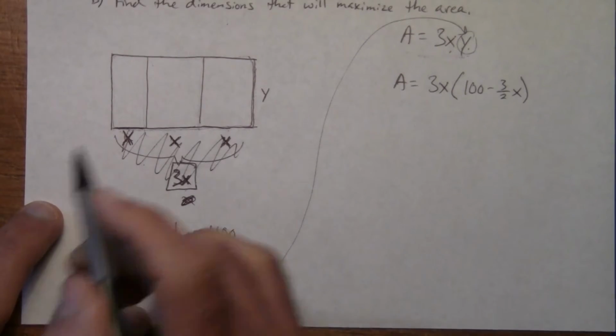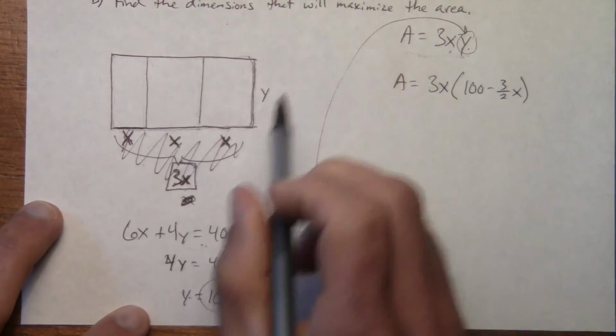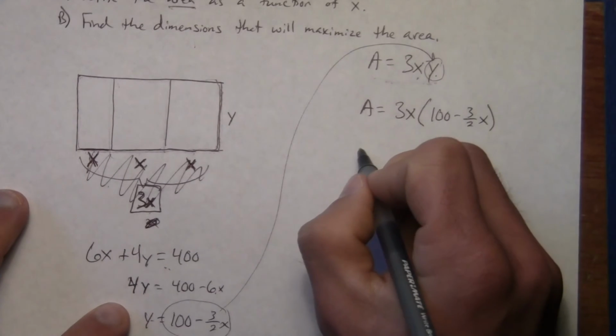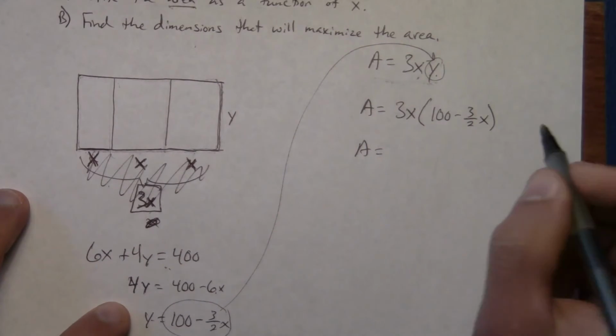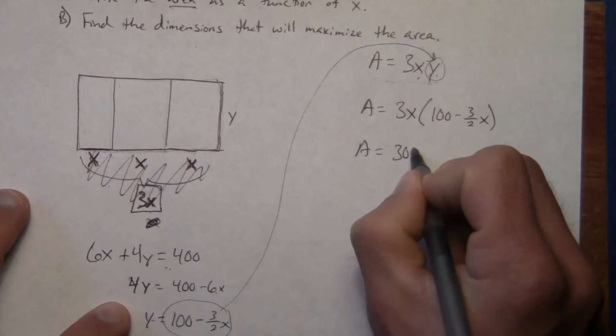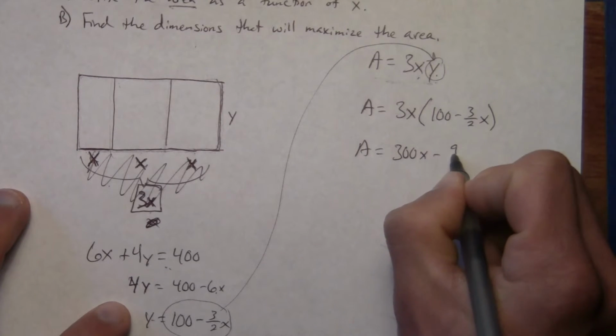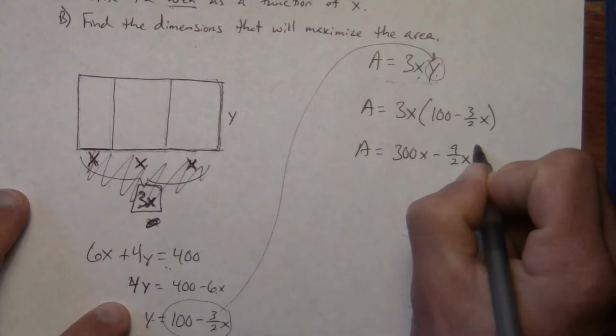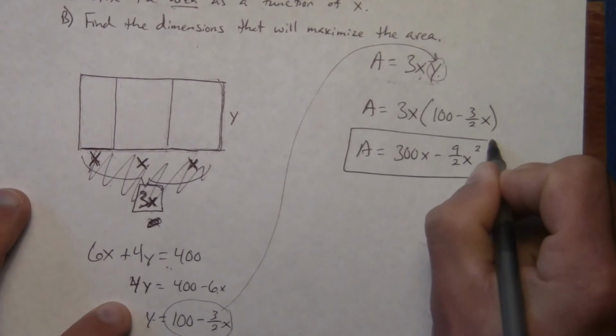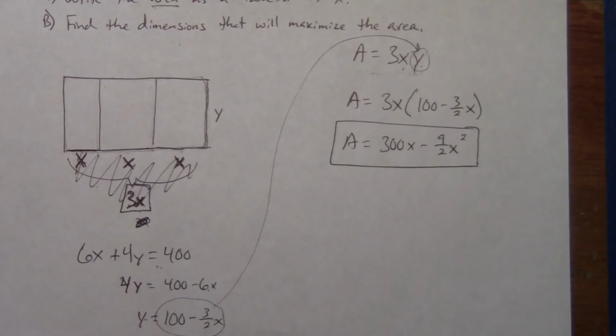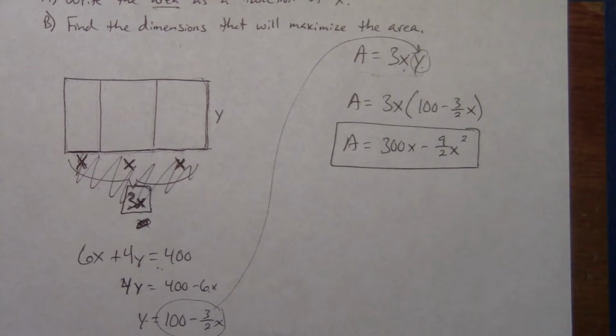And now I've done what they've asked me to do. I have written the area as a function of X. Probably going to simplify it a little bit. So I'm going to say this is 300X minus 9 over 2 X squared. There is my area in terms of X. So there's what letter A wants you to do. Alright, so I said very similar to what you're going to be doing in 75.